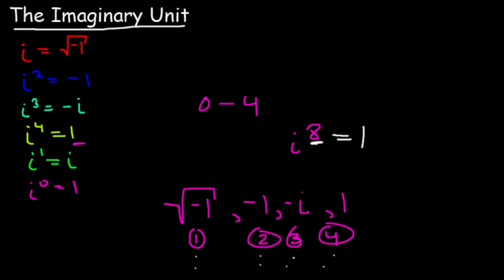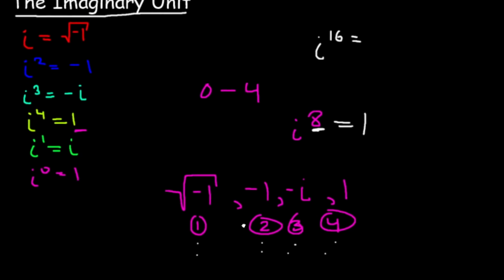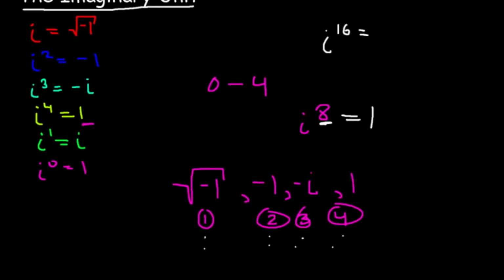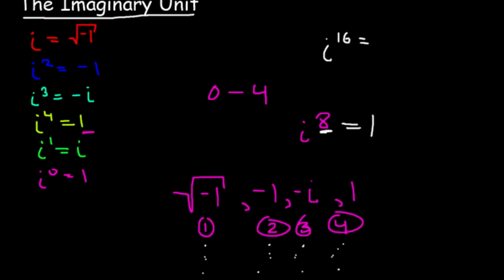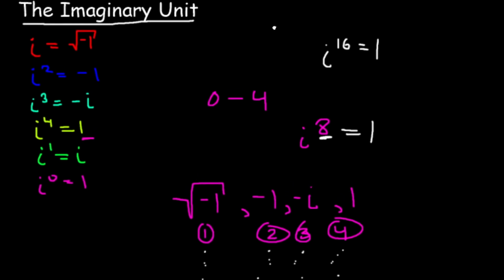So anything that would be divisible by 4, say you have i to the power of 16. We'll move a little forward. You have 1, 2, 3, 4, 5, 6, 7, 8, 9, 10, 11, 12, 13, 14, 15, 16. It falls under 4 again. So i to the power of 16 is still 1.